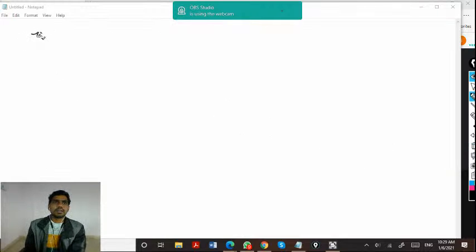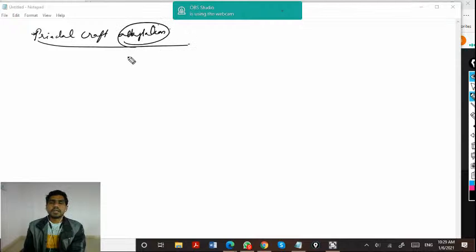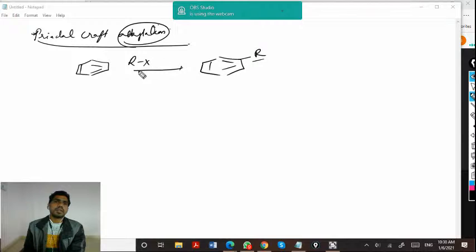And the next reaction is Friedel-Crafts reactions. Friedel-Crafts alkylation. So what is meant by alkylation? Addition of alkyl group. So if I use benzene, I am going to get alkyl benzene, isn't it? So during the alkylation, alkyl group is going to add. For that case, the reagent will be alkyl halide in the presence of Lewis acid.